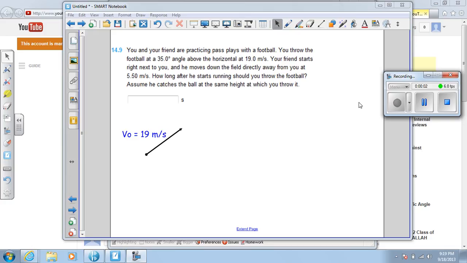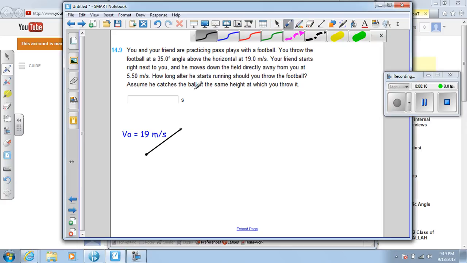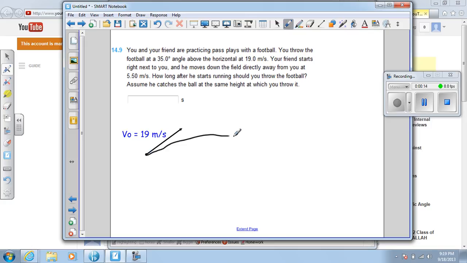Okay, the thought on this problem is you've got this projectile here that's going to go a certain trajectory and have a certain delta x, which is this usual parabolic looking thing I'll try to draw. And then you've got this friend here who's trying to run and catch the ball. So let's take the projectile part of it first.